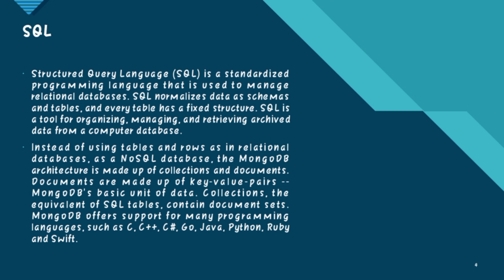Instead of using tables and rows as in relational databases, as a NoSQL database, the MongoDB architecture is made up of collections and documents. Documents are made up of key value pairs, MongoDB's basic unit of data. Collections, the equivalent of SQL tables, contain document sets. MongoDB offers support for many programming languages such as C, C++, C Sharp, Go, Java, Python, Ruby, and Swift.